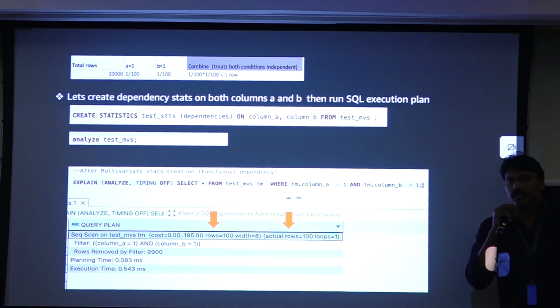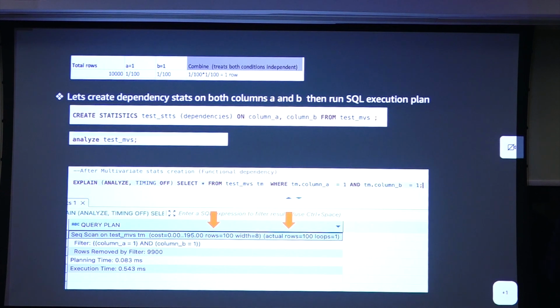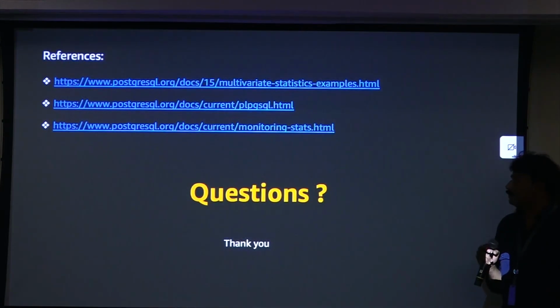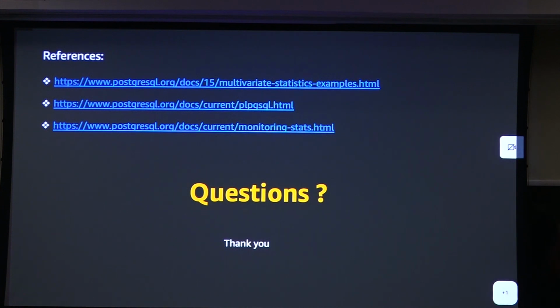So like this, we had most common values and n-distinct interdependent stats available in Postgres 15, which you can use to improve performance. So here are the references, and any questions.